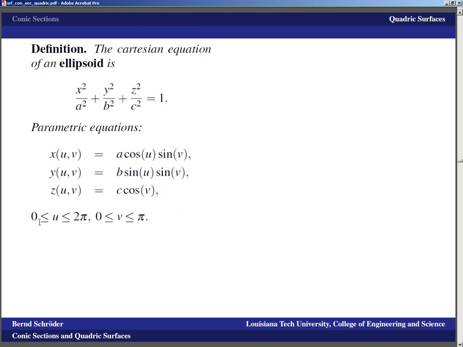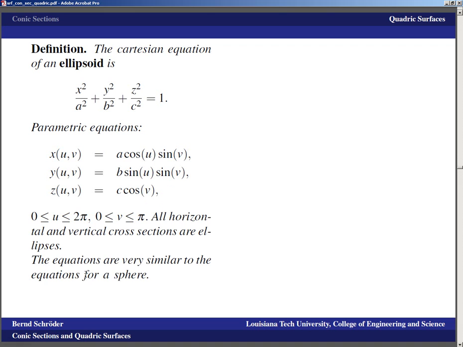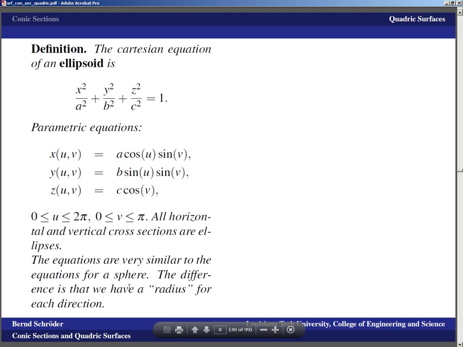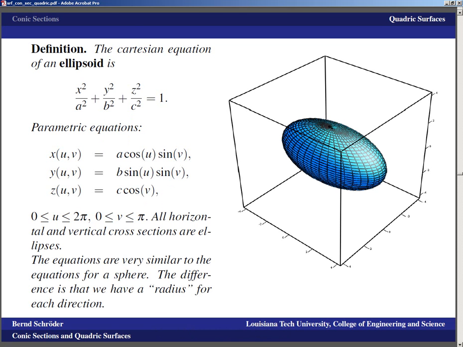The parameters go 0 to 2 pi in u and 0 to pi in v, and so this is basically that, okay, the horizontal and vertical cross sections are ellipses, and the equations are very similar to the equations for a sphere, except that for a sphere we have one radius, whereas for these ellipsoids we've got radii, or major axes, in the 3 different directions. An ellipsoid, therefore, is a deformed sphere. It can be squeezed, it can be stretched, and that gives you then this typical ellipsoid or pill-type shape. Actually, first time I saw something like that, I thought, yeah, my dad was taking vitamin supplements that looked like that.